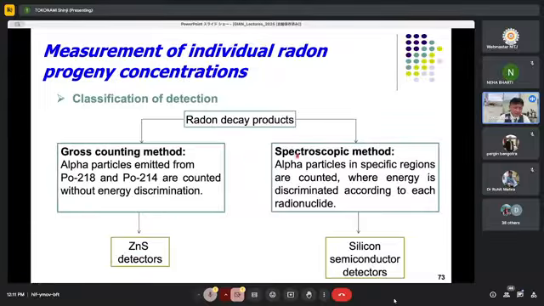In the case of the spectroscopic method, the alpha particles in specific regions are counted, where energy is discriminated according to each radionuclide. Generally, silicon semiconductor detectors are used in this method.